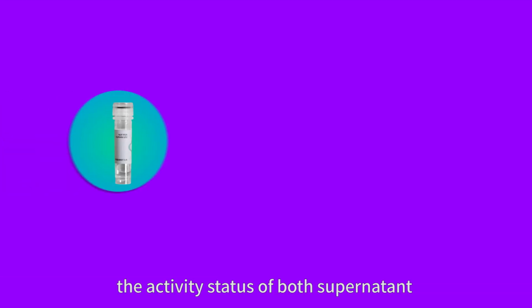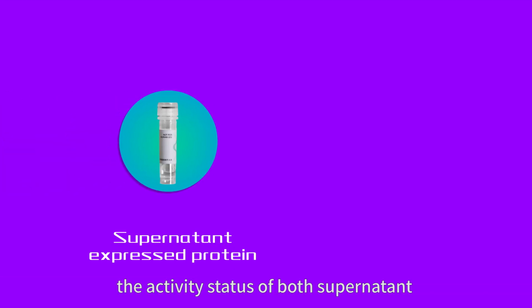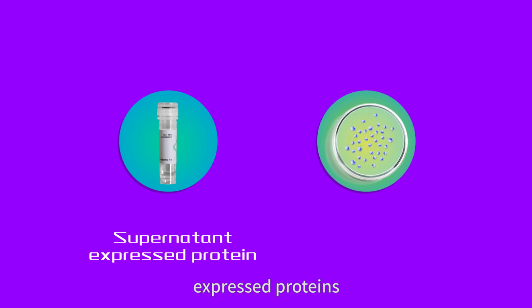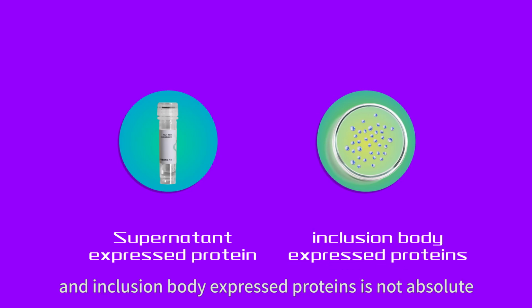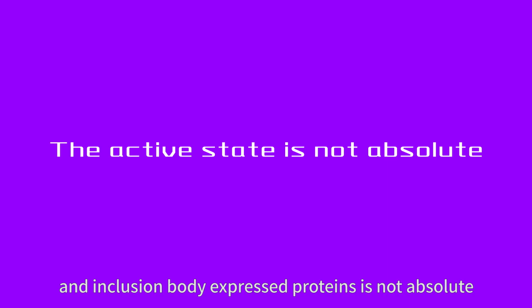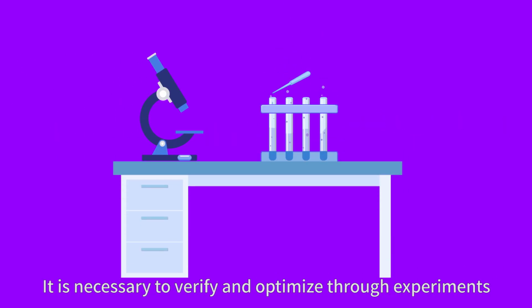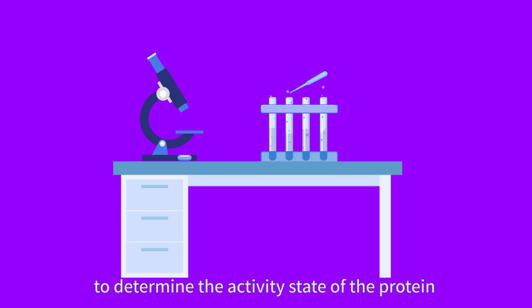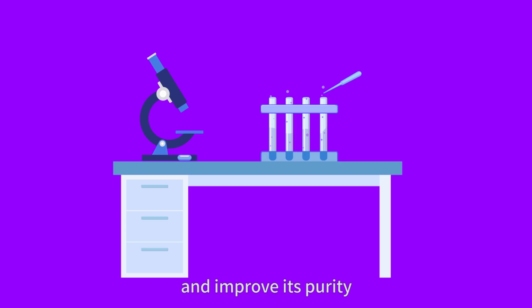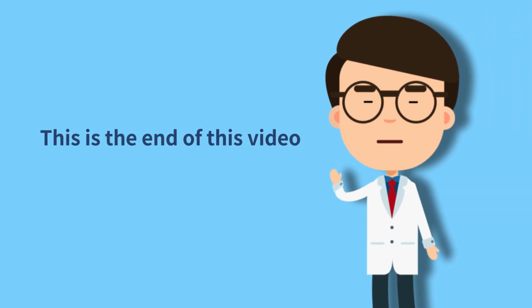In summary, the activity status of both supernatant expressed proteins and inclusion body expressed proteins is not absolute. It is necessary to verify and optimize through experiments to determine the activity state of the protein and improve its purity. This is the end of this video.